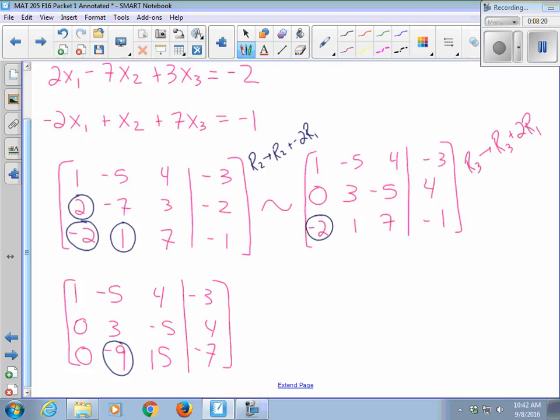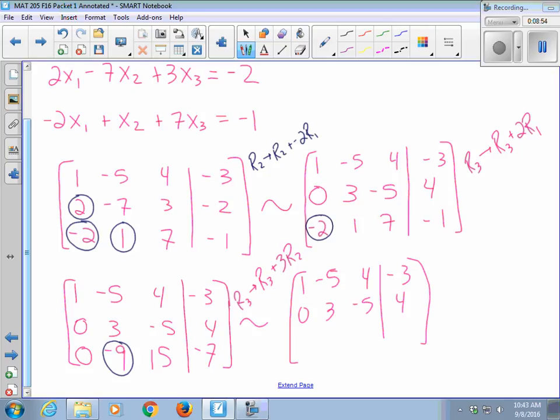So this is going to become, row 3 is going to change. So it's going to be row 3 becomes itself plus 3 row 2. Okay, so row 3 is the only one that's changing. Copy the other 2 rows. 1, -5, 4, -3, 0, 3, -5, 4.